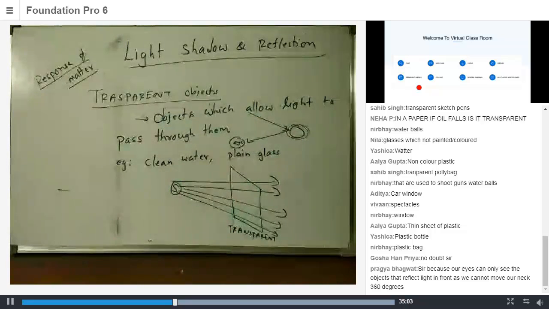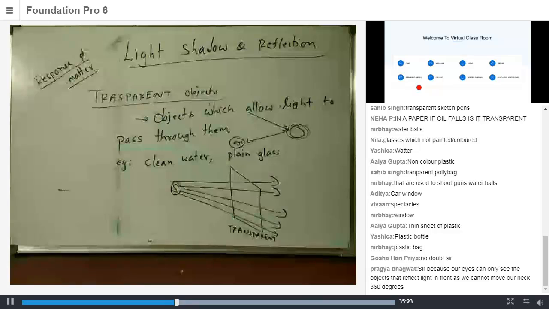Somebody else wanted to say something. Pragya is saying that the circles of our eyes can only see the objects that reflect light in front of us. We cannot move our neck. Perfect. So we cannot move our neck 360 degrees. That's also a reason. But if I'm seeing, no, I'm not turning my neck, then what is happening?